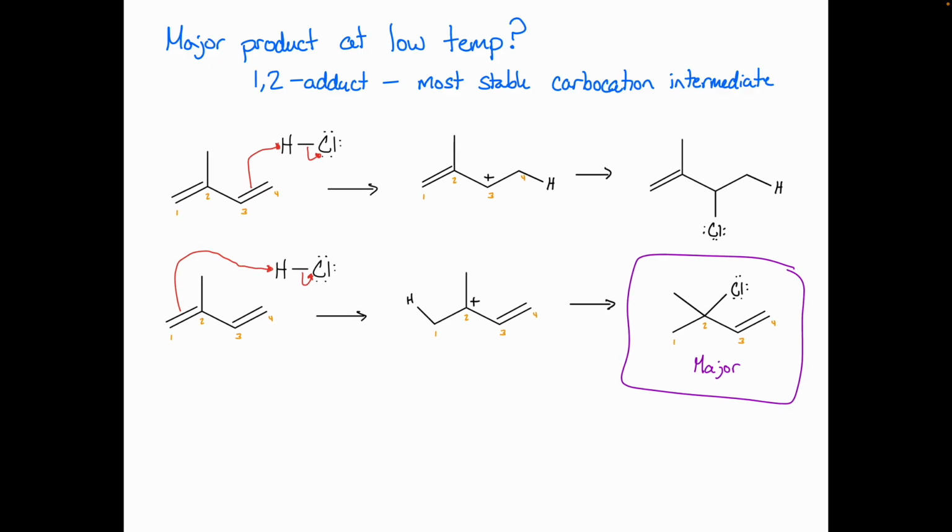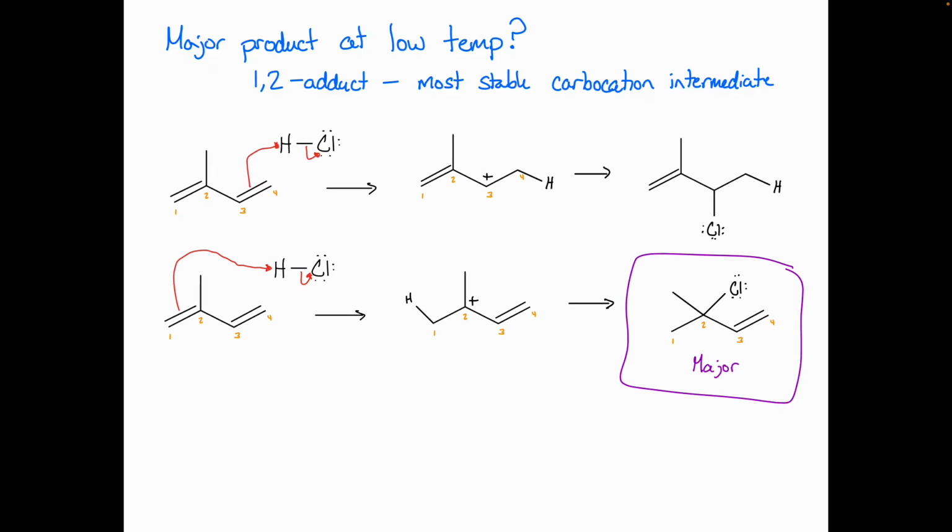Right, so since we're at low temperatures, I know it's going to be one of those 1,2 adducts, but it's going to be the one that has that lowest possible activation energy barrier, and this carbocation that's more stable will lower that activation energy barrier, meaning this will be my major product at low temperatures.